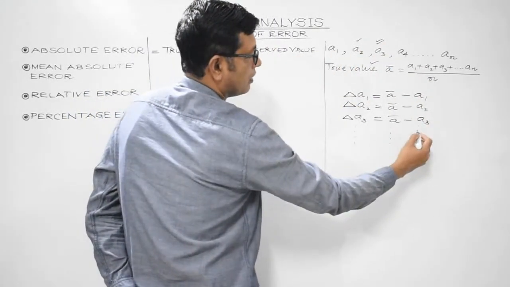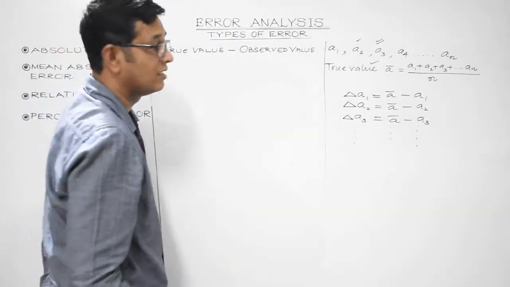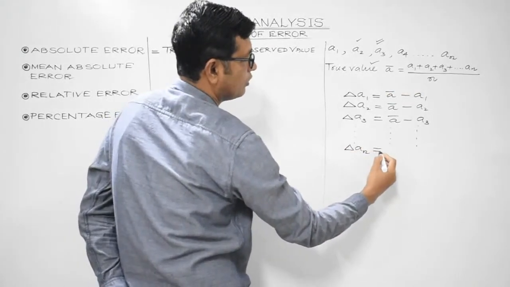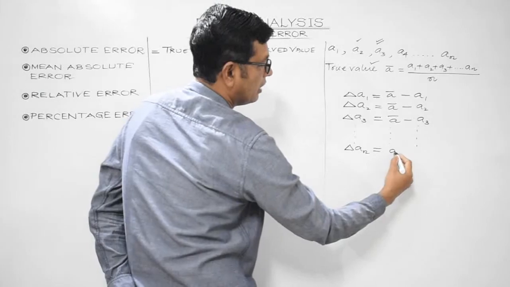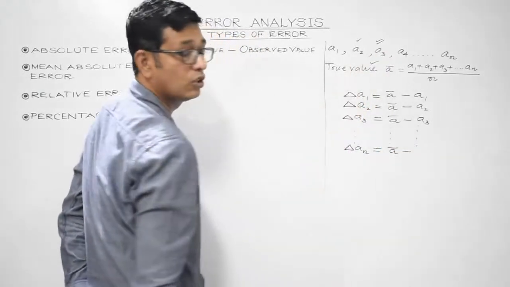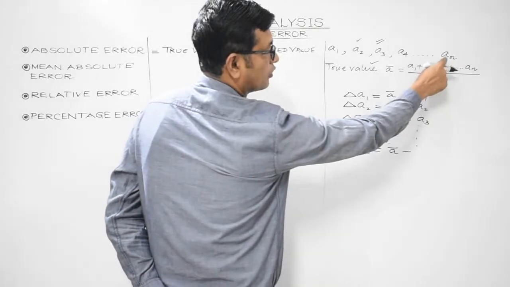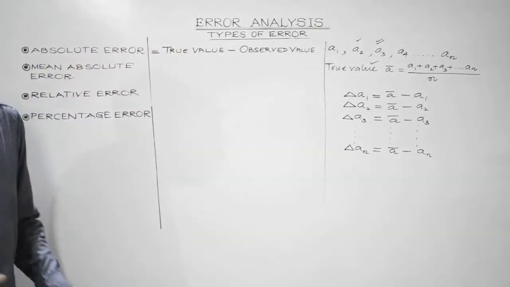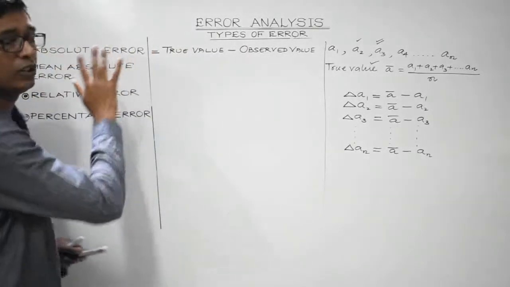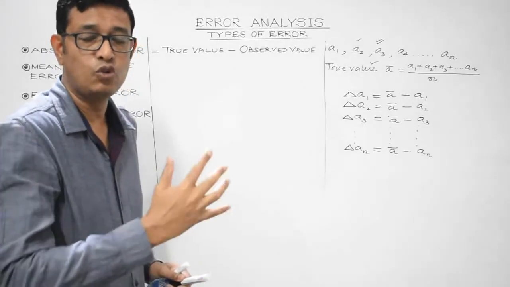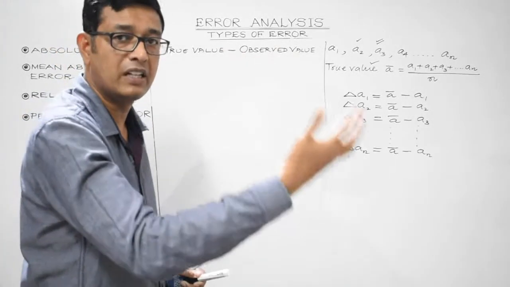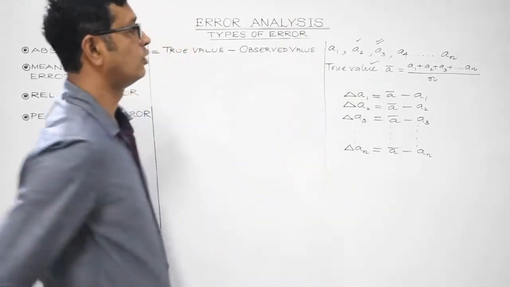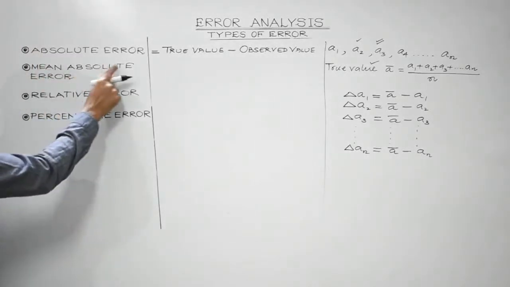Similarly, the absolute error in the nth observation would be given by del AN. It is equal to true value, that remains the same, A bar, which is the average value or arithmetic mean of all the observed values, minus the observed value in the nth observation, that is AN. So students, I hope it's pretty clear. So I repeat, absolute error is the difference between the true value and the observed or experimental value of the physical quantity under consideration. So that's absolute error.